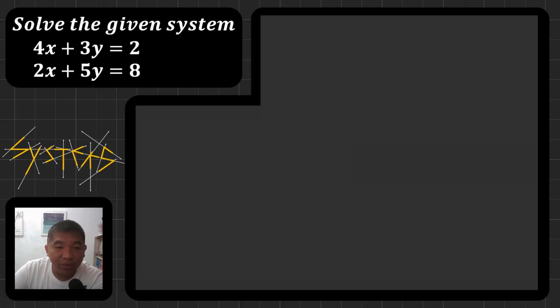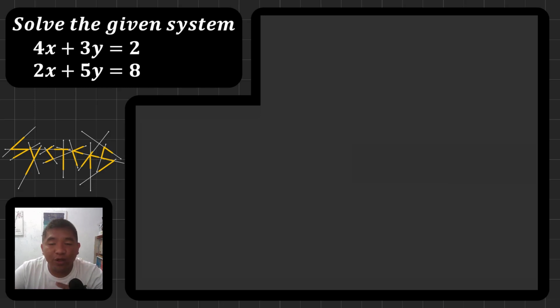Hi there! We are to solve another given system. This is still a system of linear equations in two variables because we have the variables x and y, two of them, and both of them have exponents of 1. That's why they are still called linear. Now, for any linear system just like this, you can use the graphing method. You graph because both equations here, their graphs are lines.